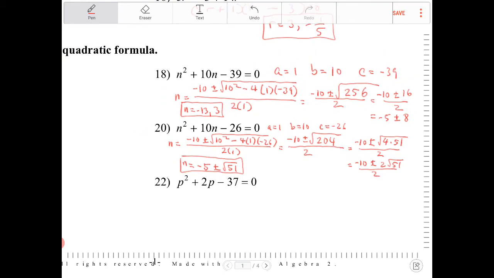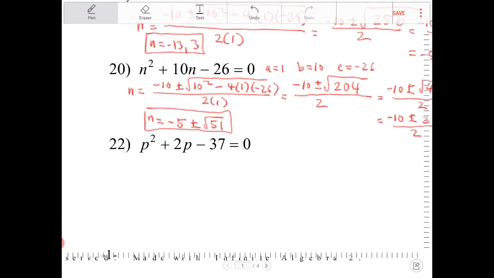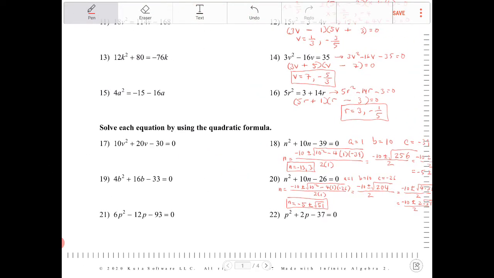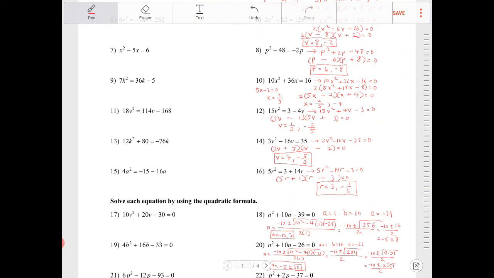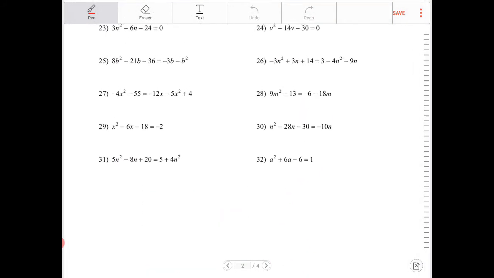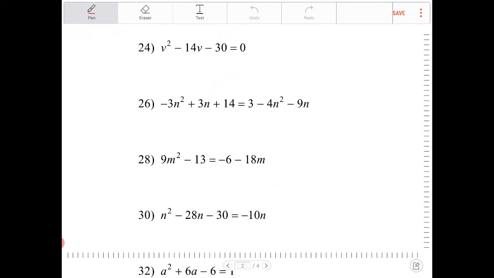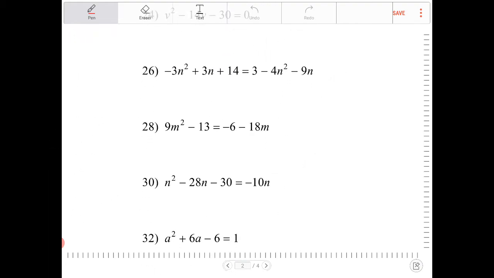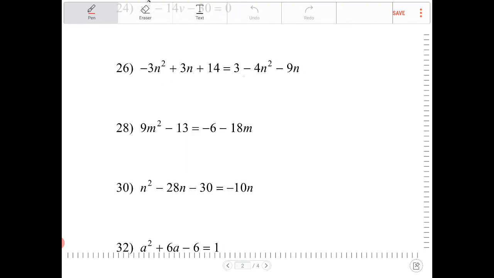Okay? All right, next, I have p squared. Actually, let's do another one. Let's try one of these. Okay, so what we're going to do is, let's do number 26. We want to bring over all the different terms and set it equal to 0 so that we can apply the quadratic formula.